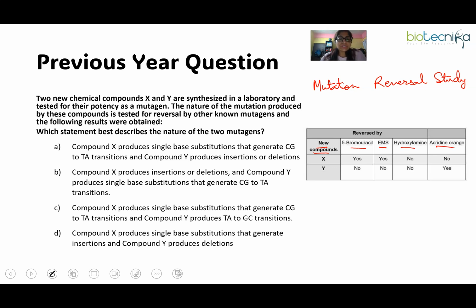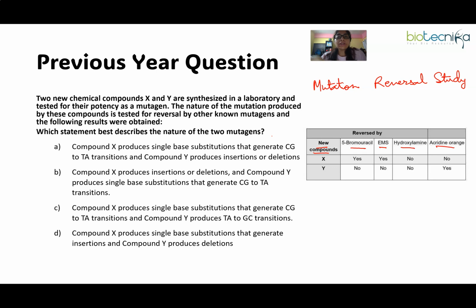Now let's see this question. Two new chemical compounds X and Y are synthesized in a laboratory and tested for their potency as a mutagen. The nature of the mutation produced by these compounds is tested for reversal by other known mutagens, and the following results were obtained. Which statement best describes the nature of these two mutagens? Whenever this mutation reversal study is given, the first thing you have to determine is what all known mutagens are used for reversal and what will be each of their function.